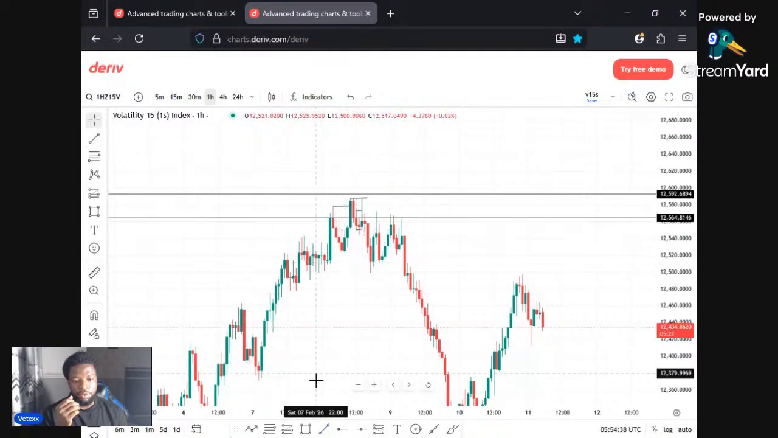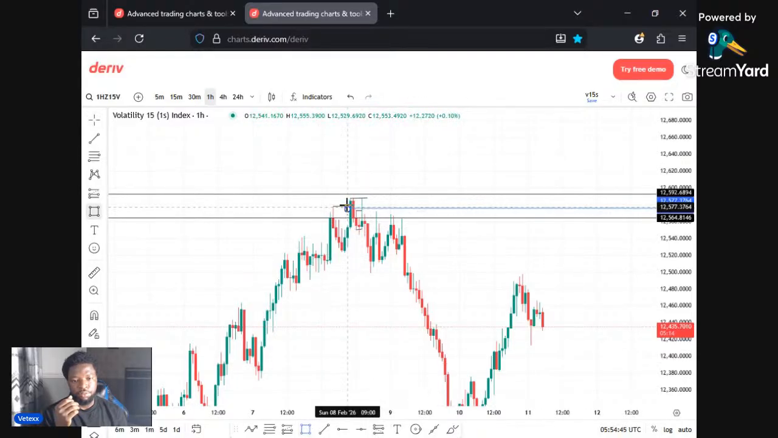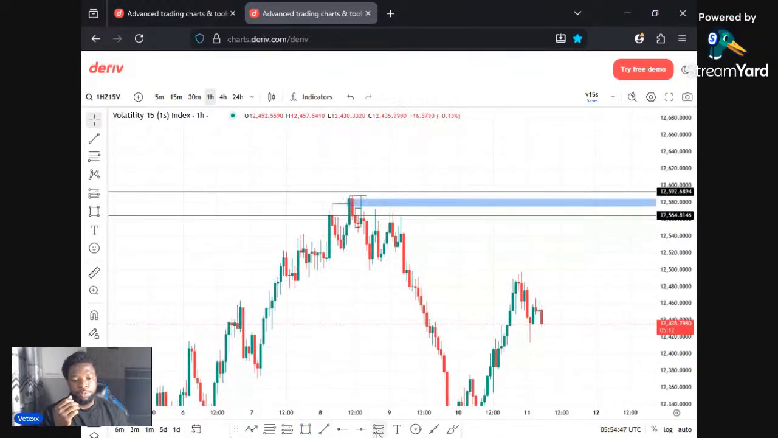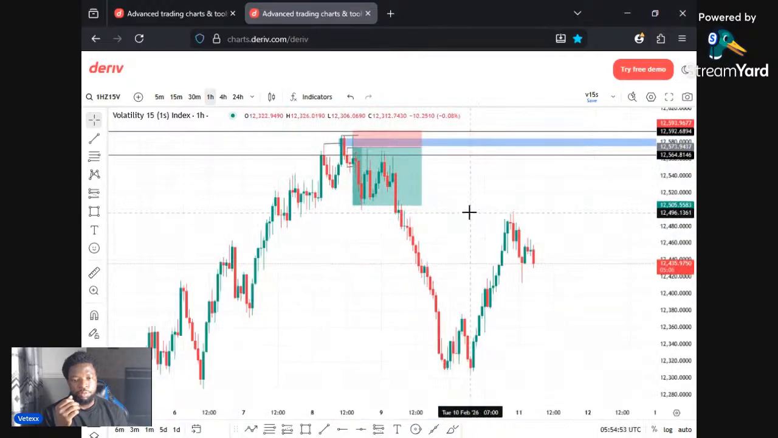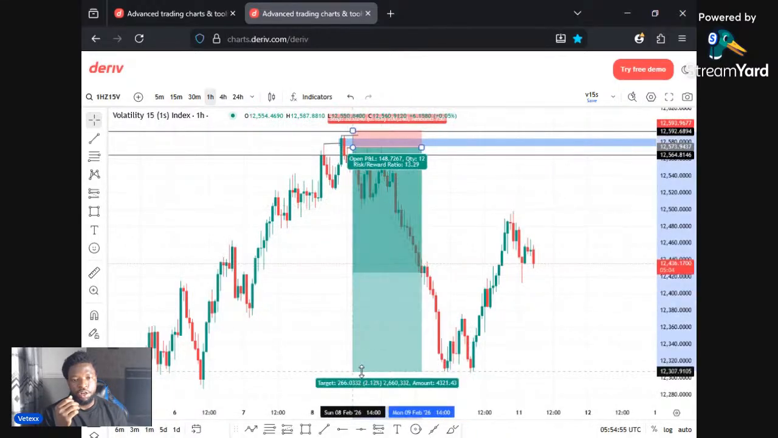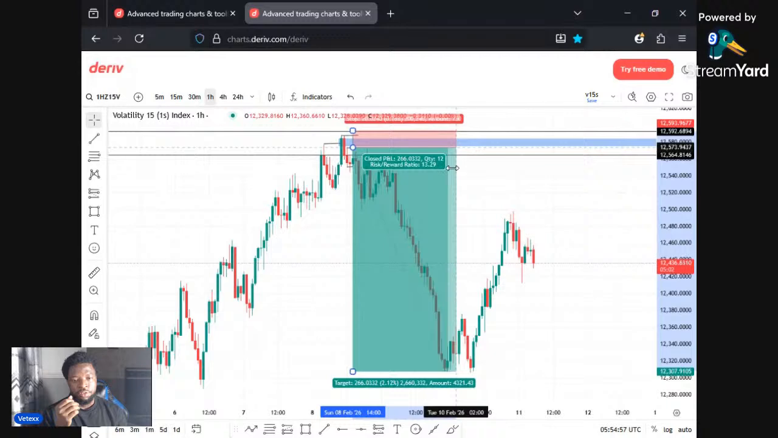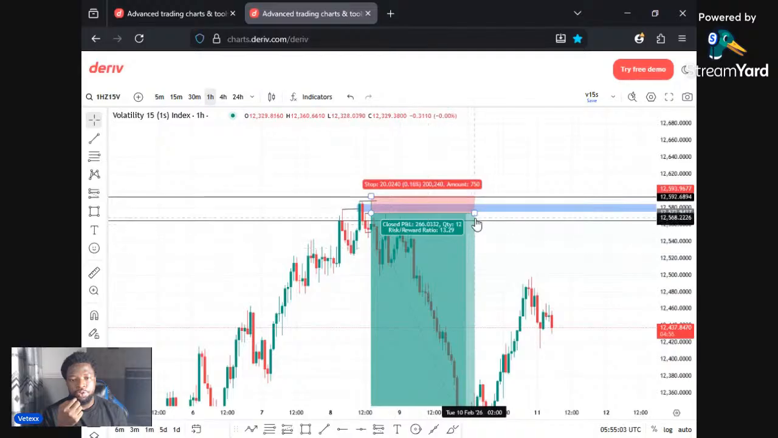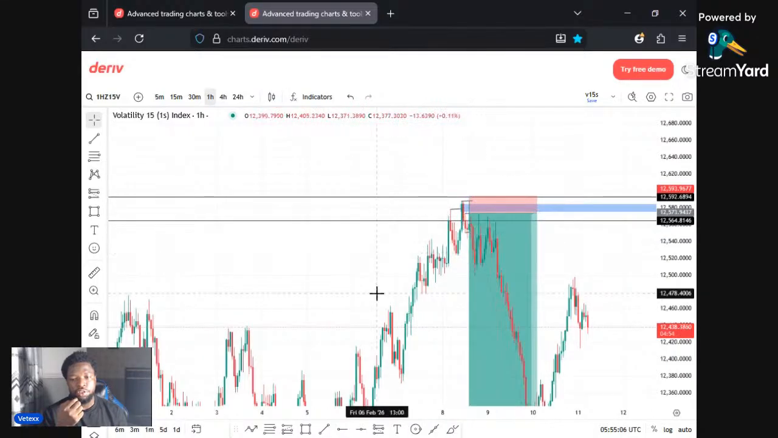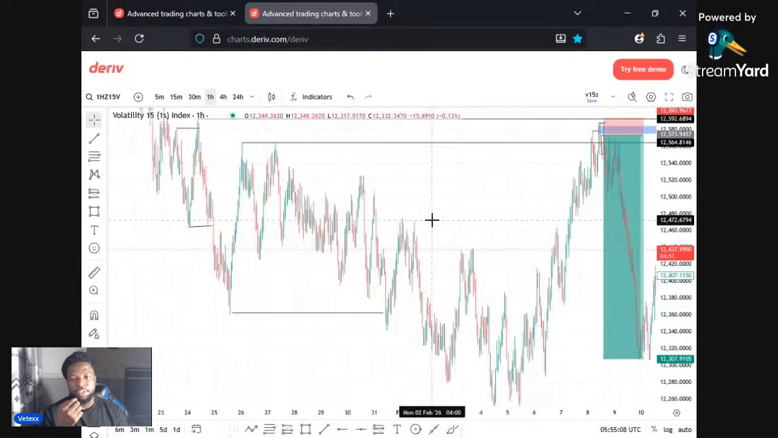And then what did price do? Price tapped into the point of interest, so this becomes our point of interest. Price tapped into this point of interest and continued to move to the opposite direction. What is the risk to reward here? This was already 1 to 20 risk to reward. Okay, so this is what price did.